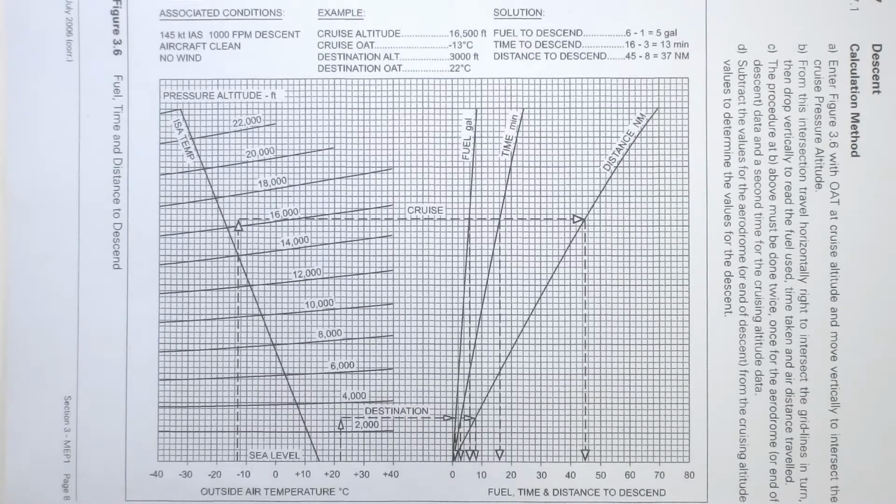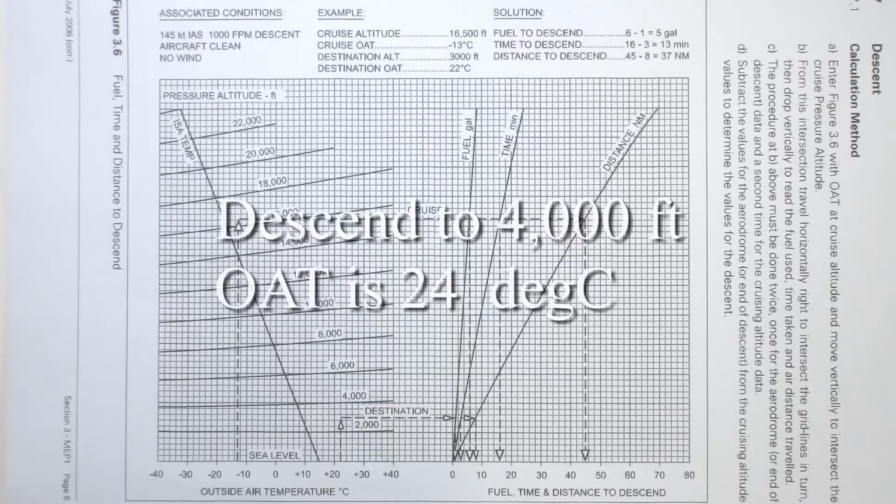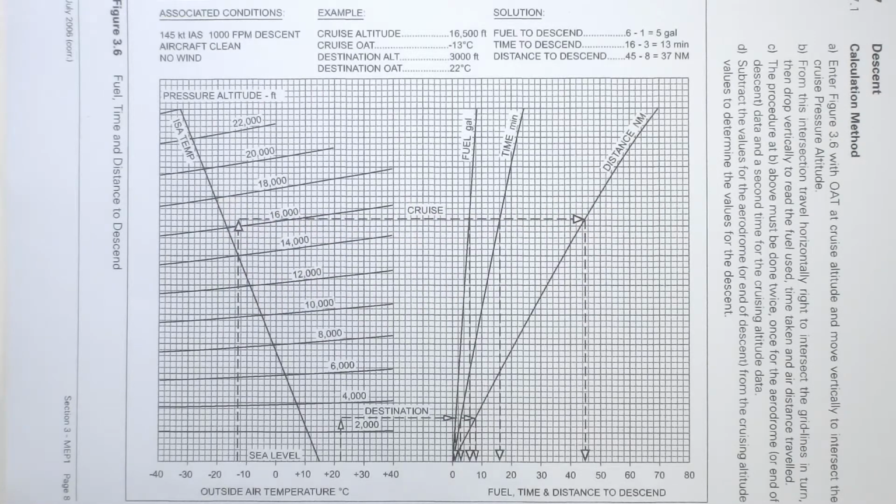In our example, we will assume that our multi-engine piston aircraft will be descending from an altitude of 14,000 feet, where the outside air temperature is 10 degrees Celsius, and descend to an altitude of 4,000 feet, where the outside air temperature is 24 degrees Celsius. So let's see how that's done.